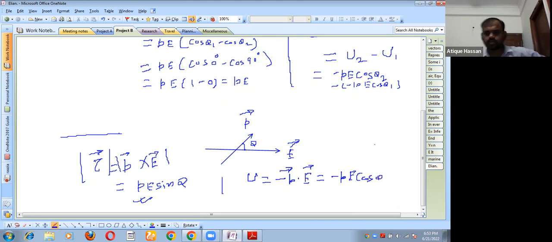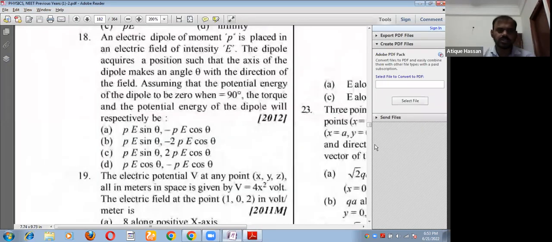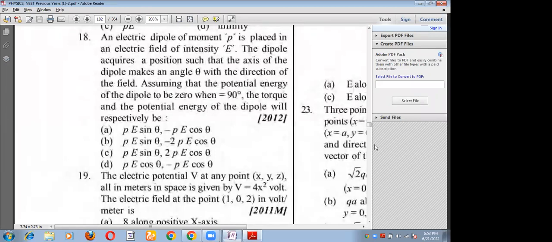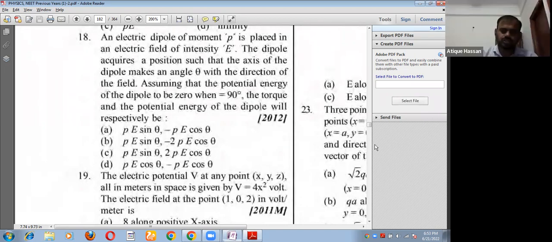So now you see the options. Torque should be P E sin theta and potential energy should be minus P E cos theta. And if you see the options, which option is correct? A. A, obviously. So see the level of the question, how easy this question is.